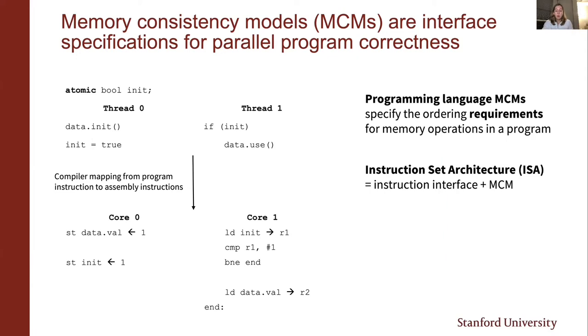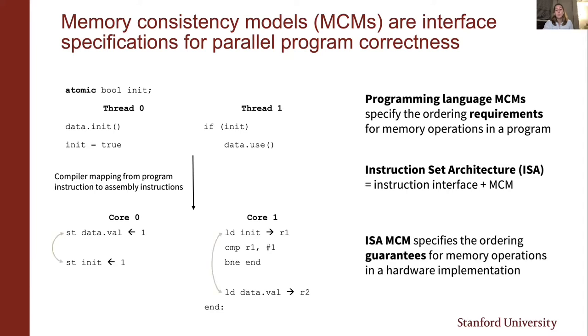The second key component of the ISA is a memory consistency model, which specifies the ordering guarantees of the hardware. So for example, if the ISA memory model specifies that stores to different addresses and loads to different addresses may be reordered by the hardware, the compiler will insert special fence or barrier instructions to explicitly prohibit instruction reorderings as the program requires.